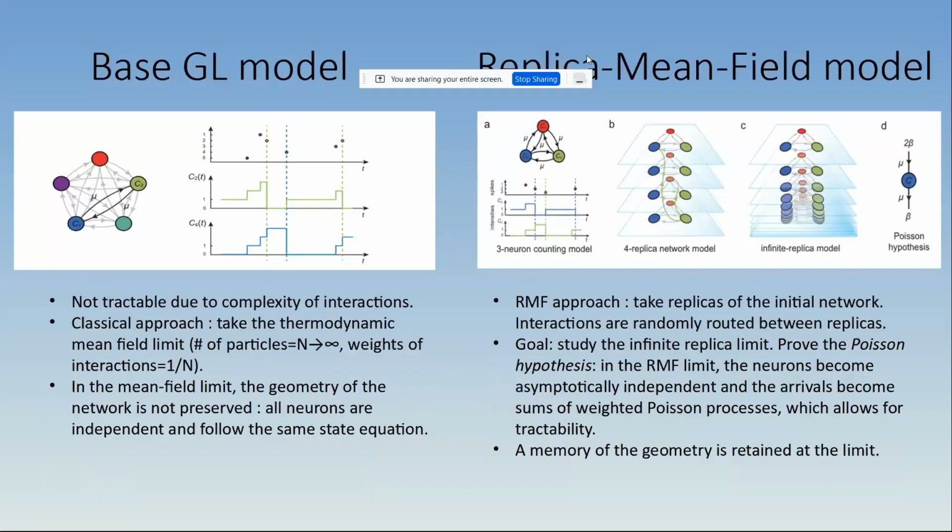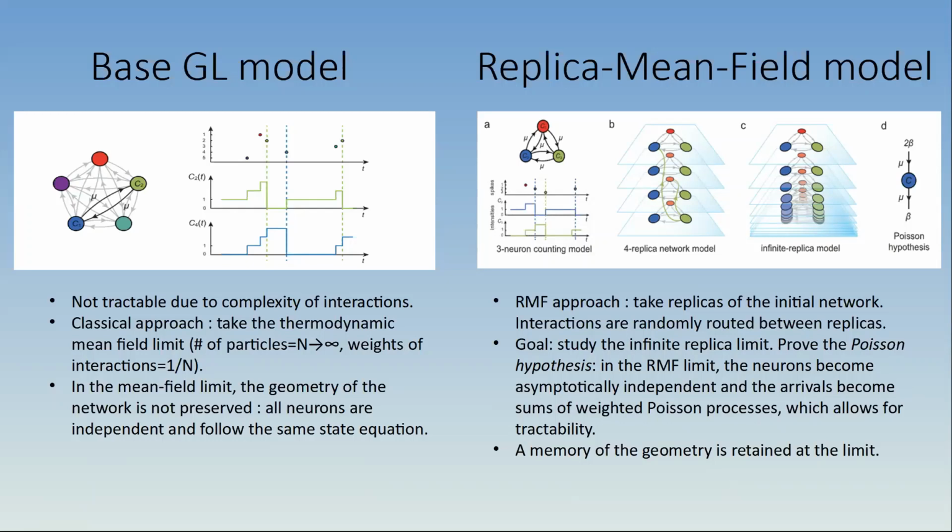So the base GL model consists of, as I said, a certain number of neurons, and each neuron at random times spikes. When it spikes, its state is reset to some base value, for instance 0, and it increments the state of each of its neighbors by a certain amount, which depends on the geometry of the network. And of course, the higher the state, the greater the chance for a given neuron to spike and be reset. And due to the complexity of interactions, this model is not tractable.